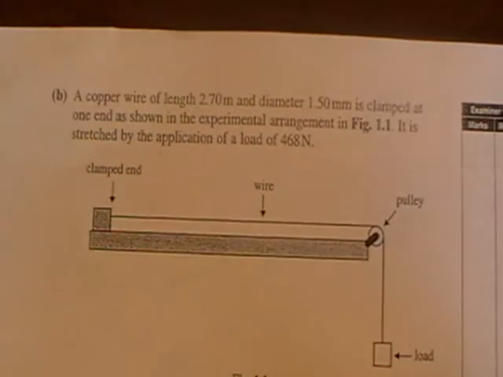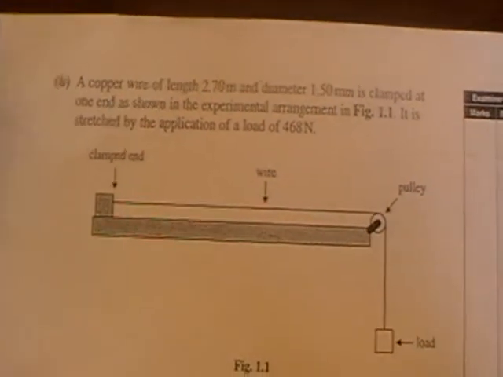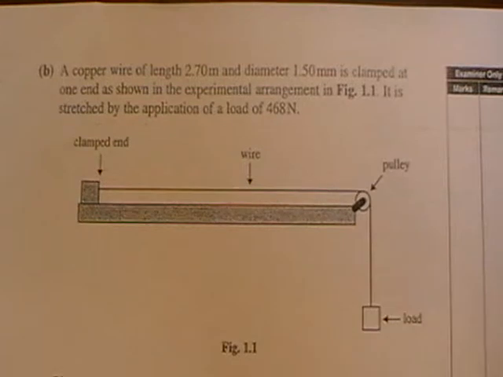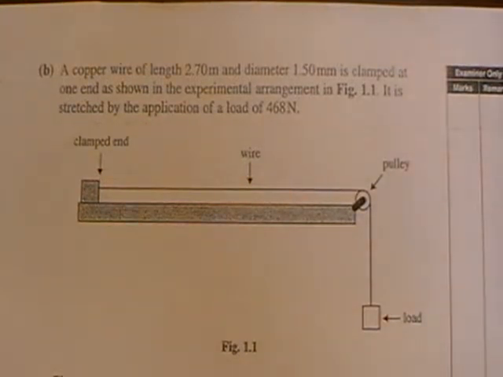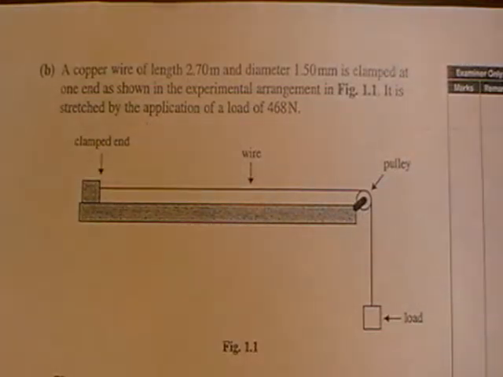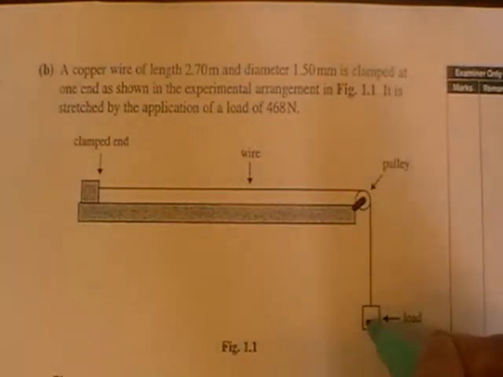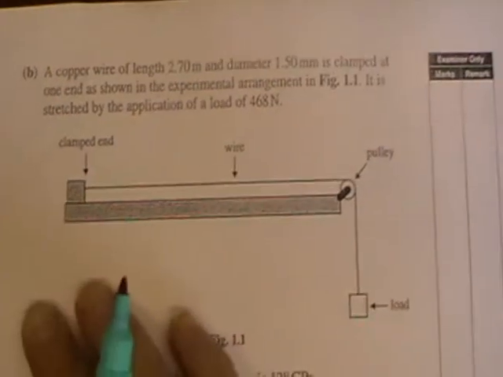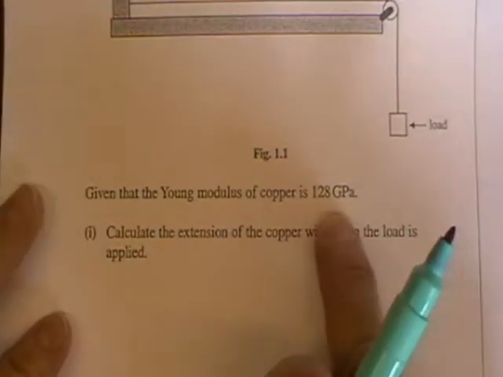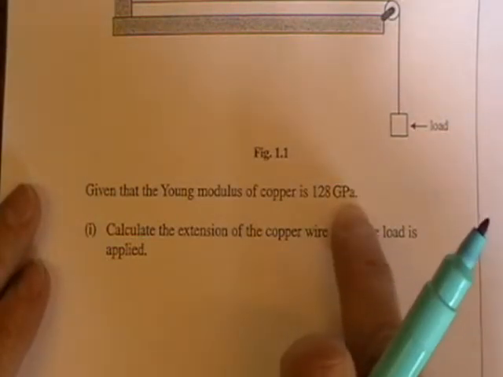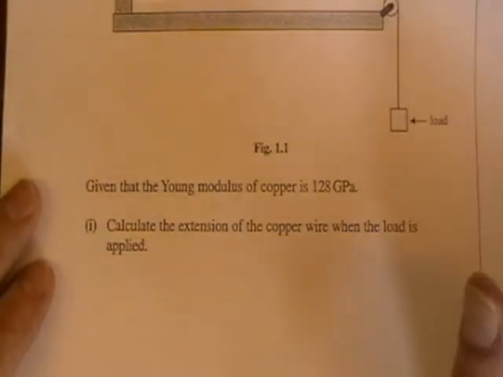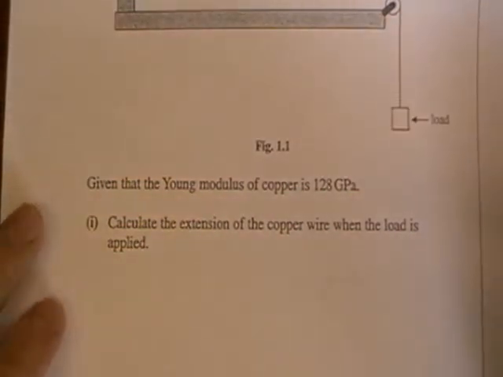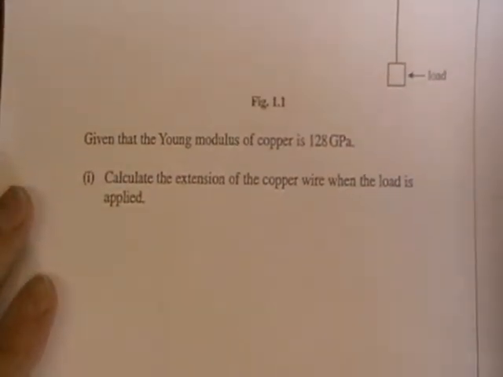Part B, a copper wire of length 2.7 metres and diameter 1.5 millimetres is clamped at one end as shown in the experimental arrangement in figure 1.1. It is stretched by the application of a load of 468 newtons. Now it doesn't matter that the load's pointing down this way, it is causing a tension in the wire of 468 newtons. So that is of course the force on the wire. Given that the Young modulus of copper is 128 gigapascals, and they are expecting you to know how to change that into pascals, calculate the extension of the copper wire when the load is applied.